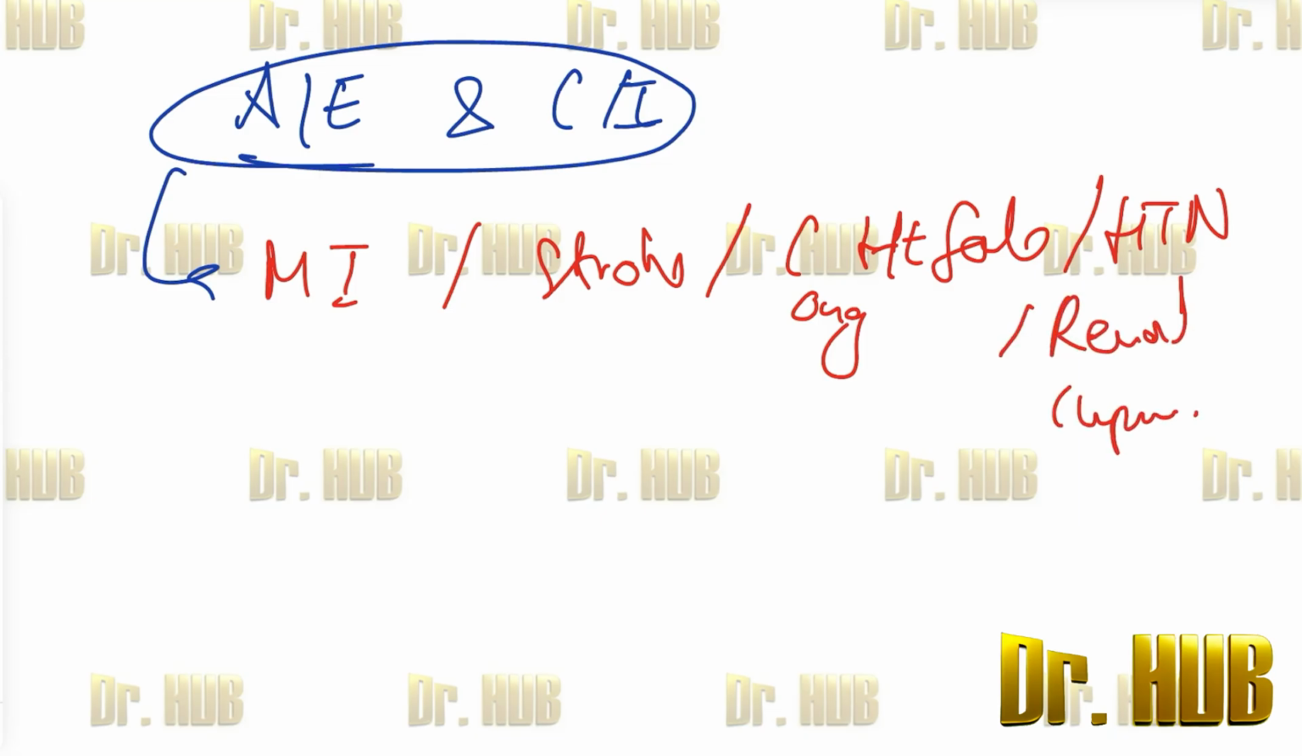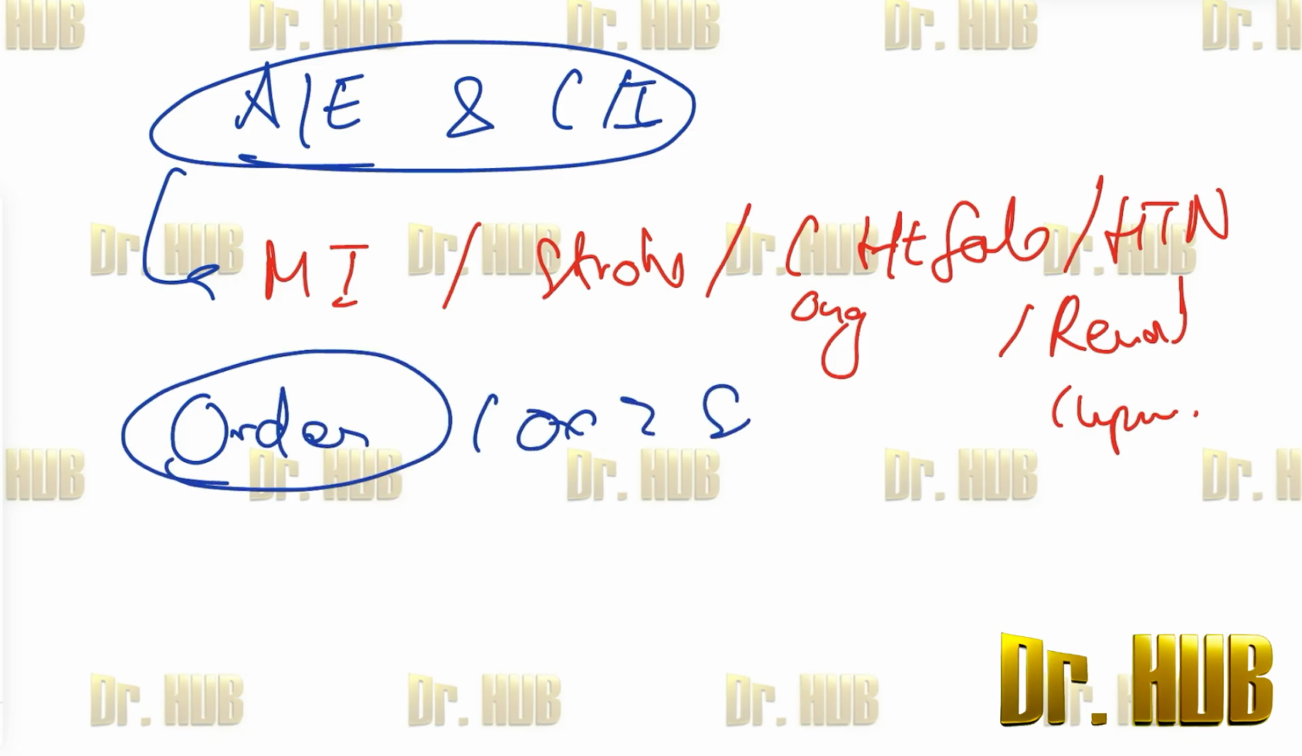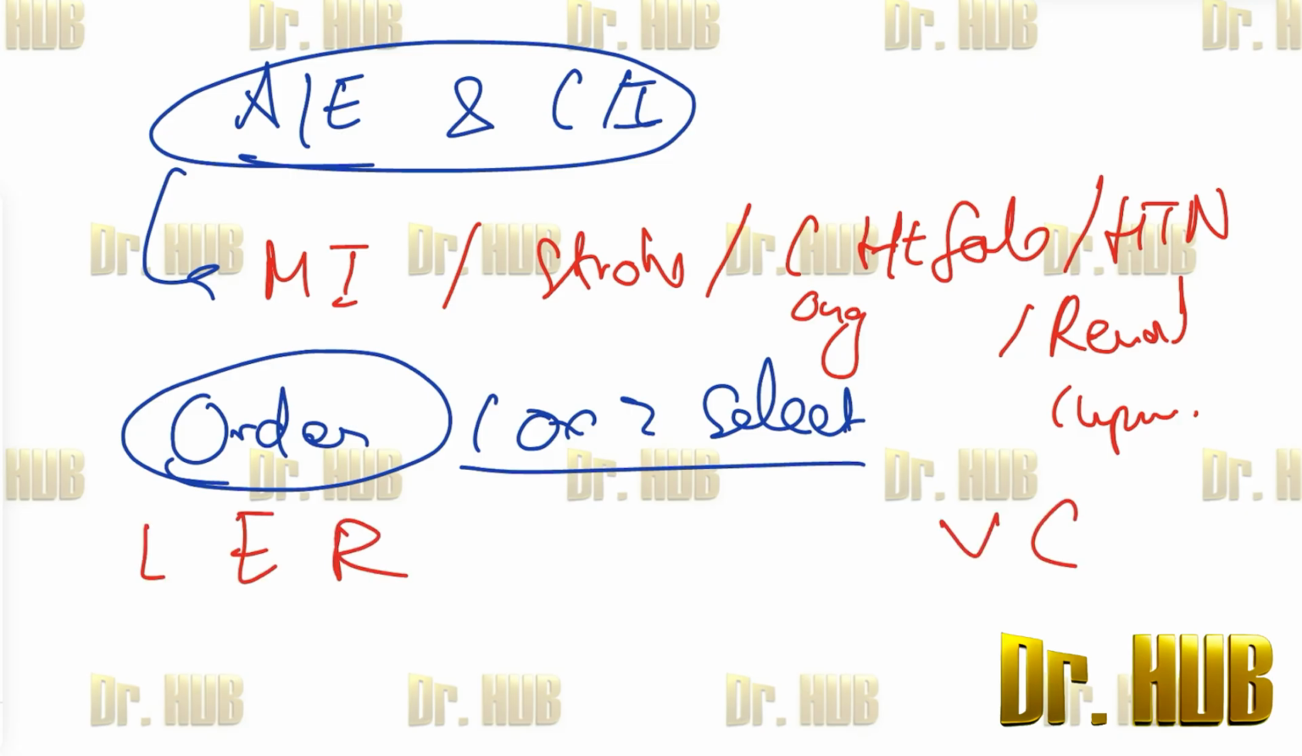Now let's look at the order of the COX-2 selectivity. The first one being the Lumiracoxib. So we have the mnemonic LERVC. Let's break it down. The L stands for the Lumiracoxib.